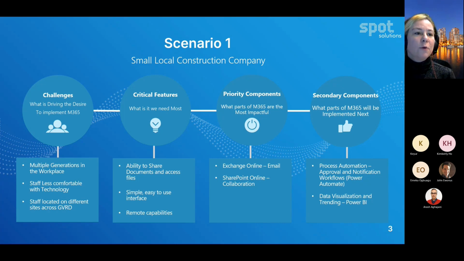So going through the planning board, identifying the priority components in their roadmap. So the priority components are the items that will be implemented in that first year or that first phase of Microsoft 365 roadmap. So the most impactful for their organization was getting off Exchange on-prem to Exchange online so that it could be accessed anywhere, anytime, regardless of the device that you're on, and SharePoint Online for collaboration.